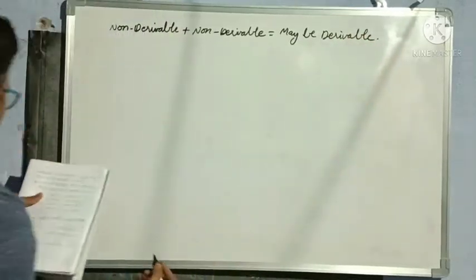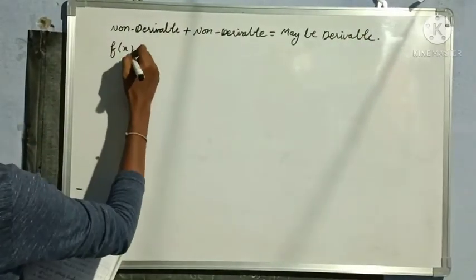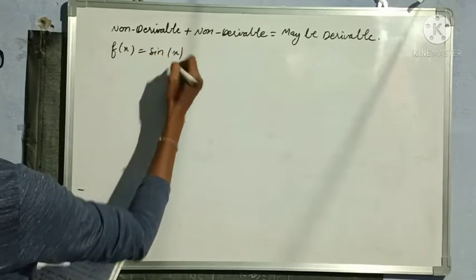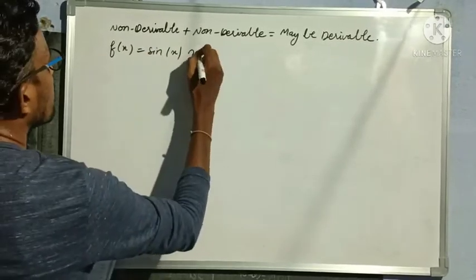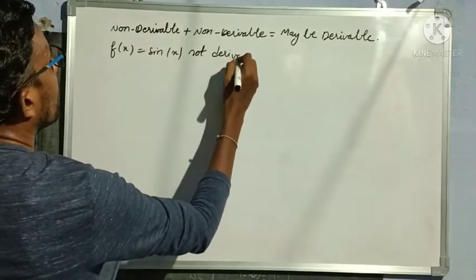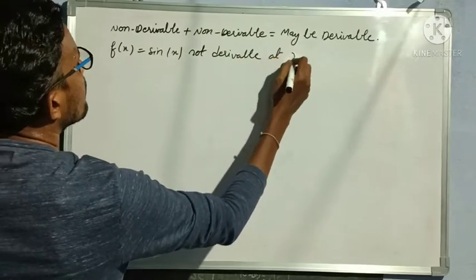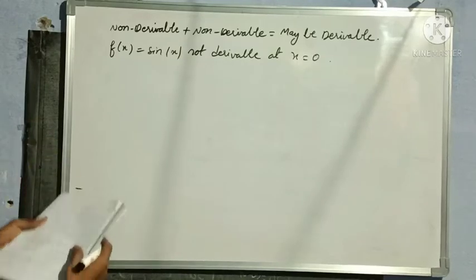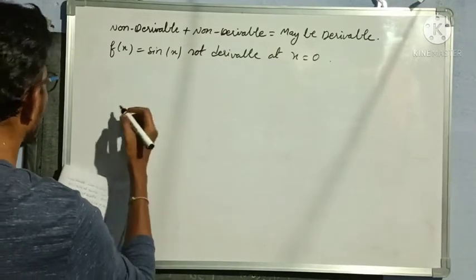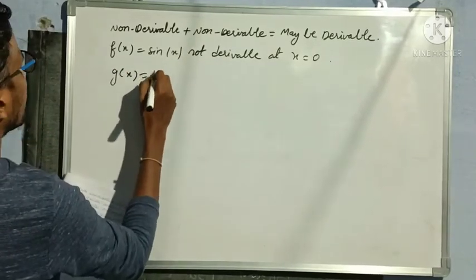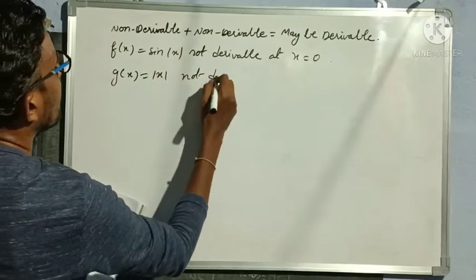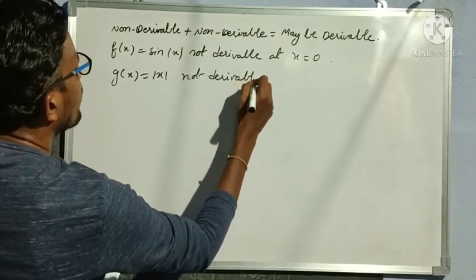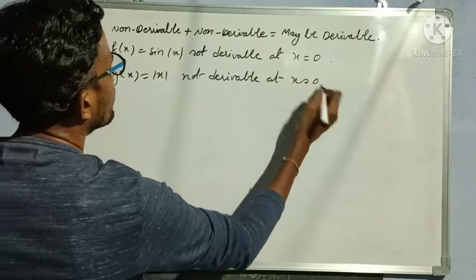So now for non-derivable, I am taking my function as f of x is equal to sin of mod x, and we clearly know that this is not derivable at x is equal to 0. And g of x is equal to mod x. This is also not derivable at x is equal to 0. Why? Because we are getting a sharp corner. Already I have explained yesterday in my graph.